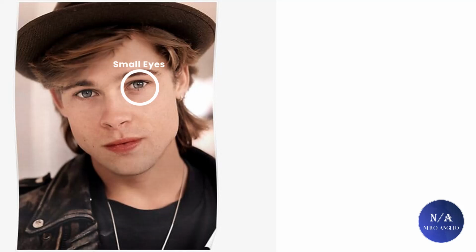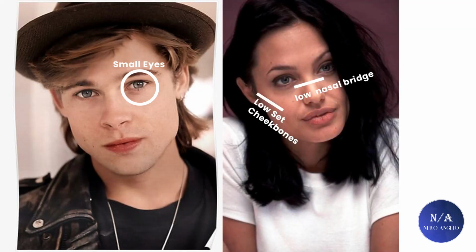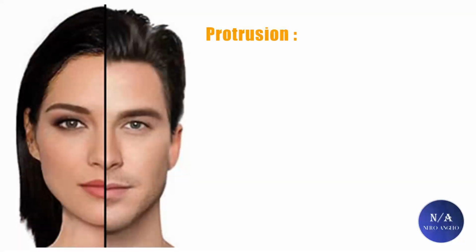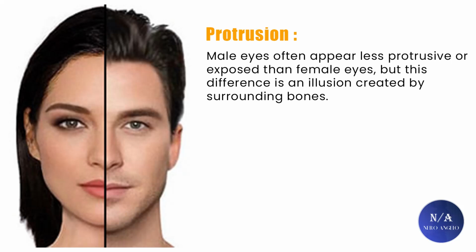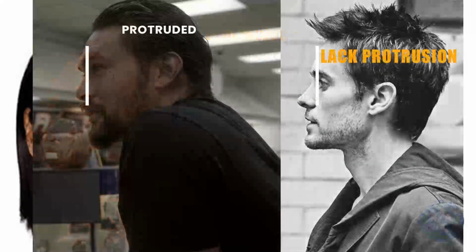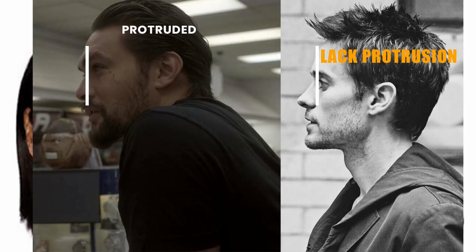Brad Pitt has high cheekbones and nasal bridge, and as a result, his canthi and lower lid are higher relative to the upper eyelid, making his eyes look smaller. Compare that to Angelina Jolie, who has low cheekbones and nasal bridge, making her eyes appear bigger. For protrusion, male eyes often appear less protrusive or exposed than female eyes, but this difference is an illusion created by surrounding bones. First, the glabella or the brow ridge.